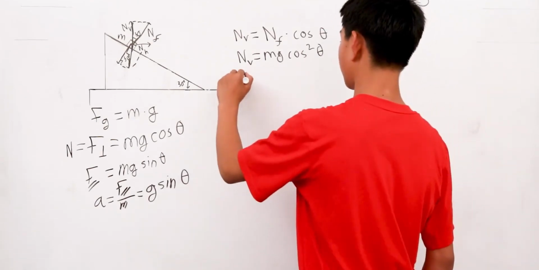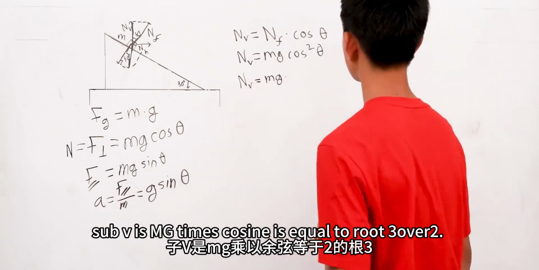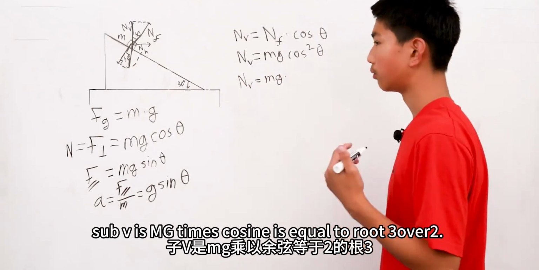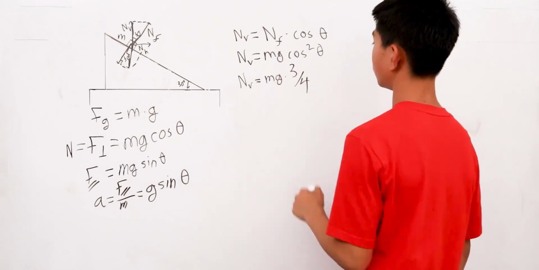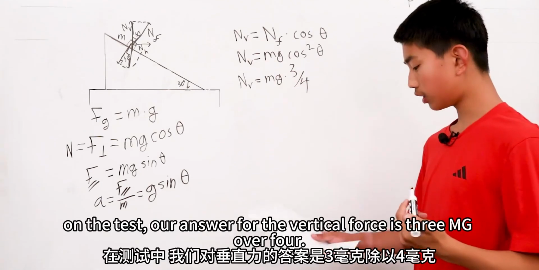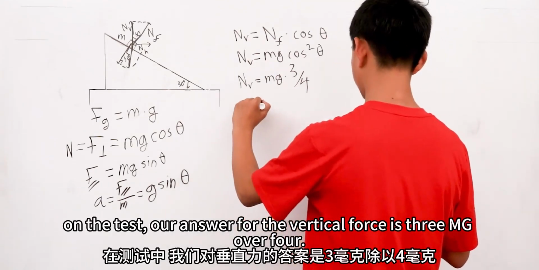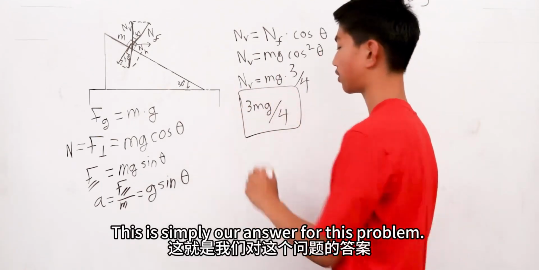Now, n sub v is mg times cosine squared theta, where cosine theta is root 3 over 2, so cosine squared theta is simply 3 over 4. Now, on the test, our answer for the vertical force is 3 mg over 4. So this is simply our answer for this problem.